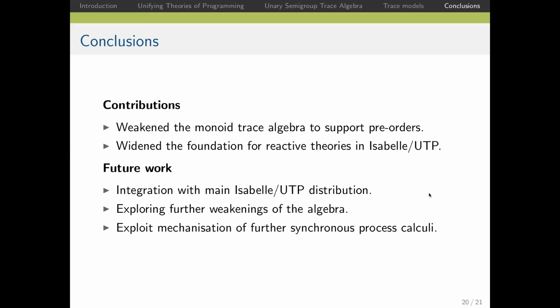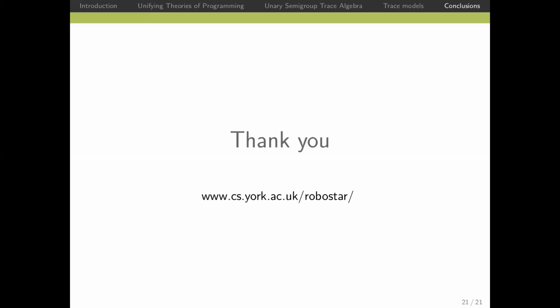Future work includes integration of this infrastructure with the main Isabelle UTP distribution, exploring further weakenings of the algebra as well. Just as my colleague, when he published the original monoid trace algebra, had pointed out in his paper, there were further weakenings you could explore. Here's some, but I believe this can be extended further in order to cope with other trace structures that are appearing in the literature, not only in CSP but in other synchronous process calculi as well. I believe that would be an avenue for quite some future work, but I expect that some things may no longer hold. So that's something for the future. And also mechanization of further synchronous process calculi. So yeah, that's everything. Thank you very much.